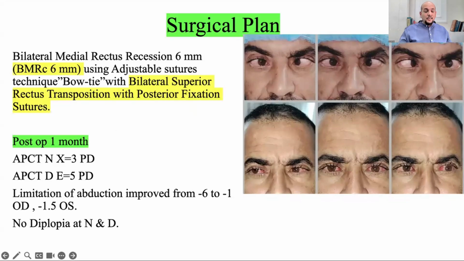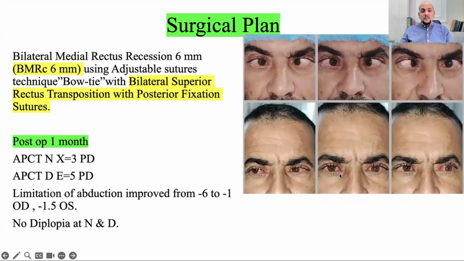And I did bilateral MR recession using the adjustable suture technique because in such a patient, you cannot really know the exact amount of correction that superior rectus transposition will give. So adjustable sutures will give you the option to increase or decrease the recession amount according to the deviation after the patient wakes up.